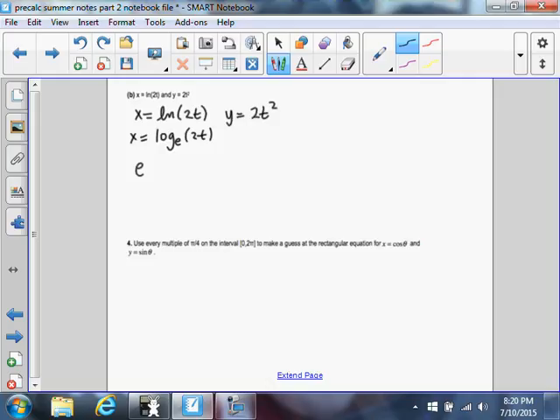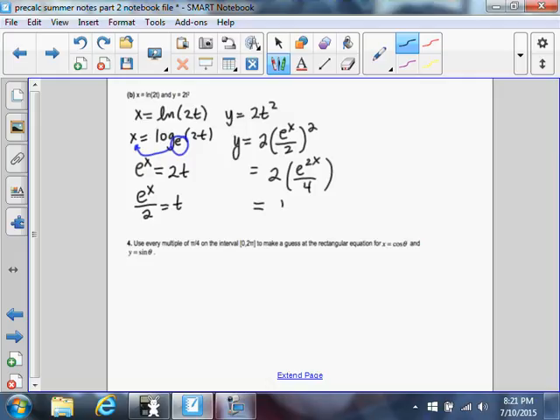So when I switch forms, I have e raised to the x equals 2t. So e to the x over 2 is equal to t. So when I plug in my second equation, I have 2, and then I have e to the x over 2 squared. So I get 2 e to the 2x over 4, which is 1/2 e to the 2x. Okay, that is your rectangular equation.